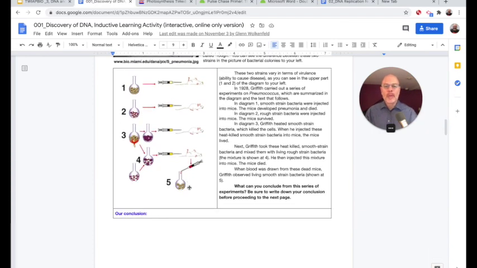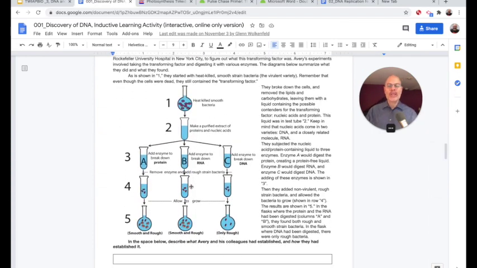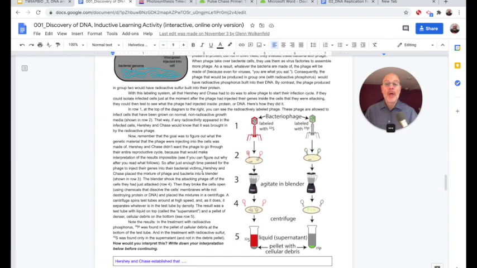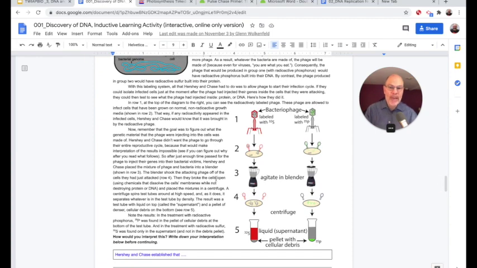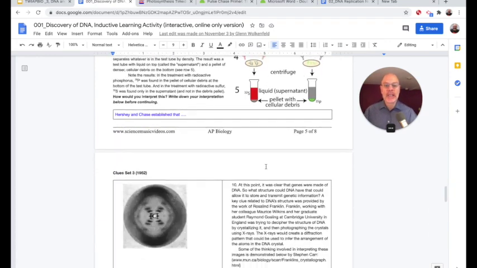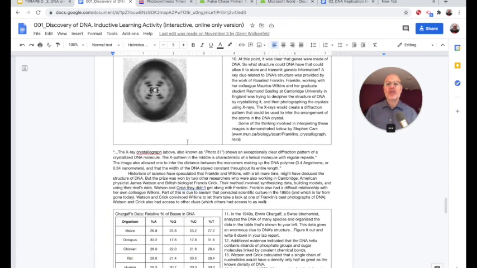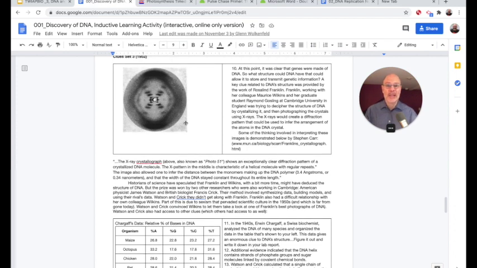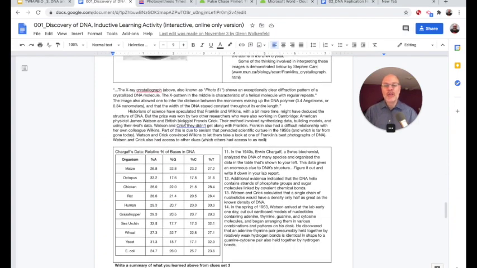It goes through the transforming factor experiment, through experiments that enabled scientists to uncover that DNA was the transforming factor, not protein. The Hershey-Chase experiment, which established that when viruses inject their genes into bacteria, they're injecting DNA and not protein. There's Rosalind Franklin's famous X-ray crystallography photograph of DNA that was used by Crick and Watson in a very ethically complicated way to discover the structure of DNA.